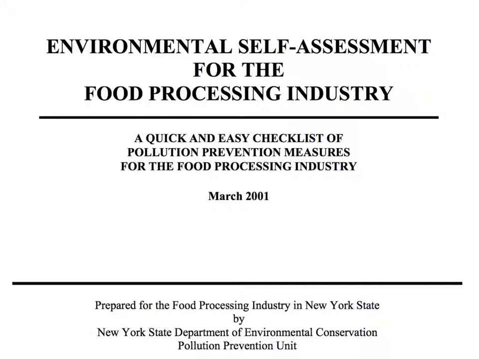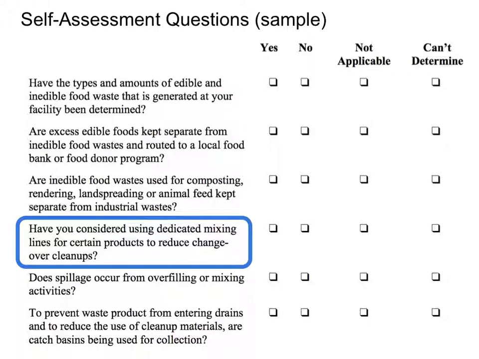Here's a second questionnaire created by the New York State Pollution Prevention Unit, specifically for the food processing industry. Unlike the Ceres questionnaire, which was more programmatic in nature, this questionnaire focuses more on specific operational activities. For example, the 4th question on this slide asks, have you considered using dedicated mixing lines for certain products to reduce changeover cleanup?